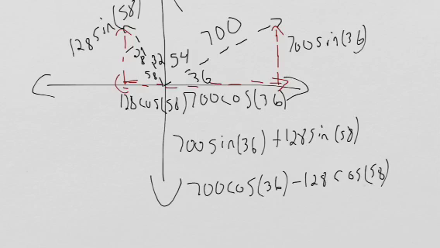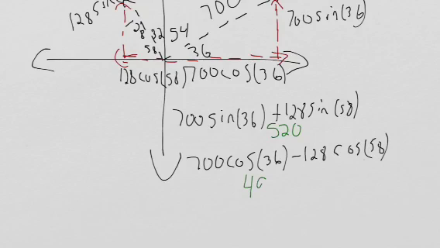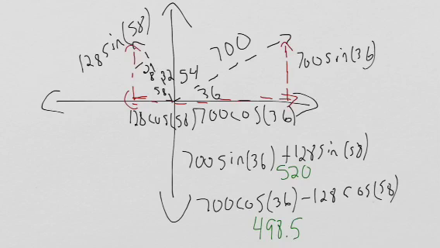So those are going to combine to be, this one's going to represent about 520 miles per hour, and this one's going to represent about 498.5 miles per hour. Our new vertical and horizontal components. Now if you look at this, the plane isn't going to get blown so off course that it's no longer going east. It's still going to be going east. Its horizontal component is bigger than the wind's. So we're still going to go east, and we're definitely going to be going north.